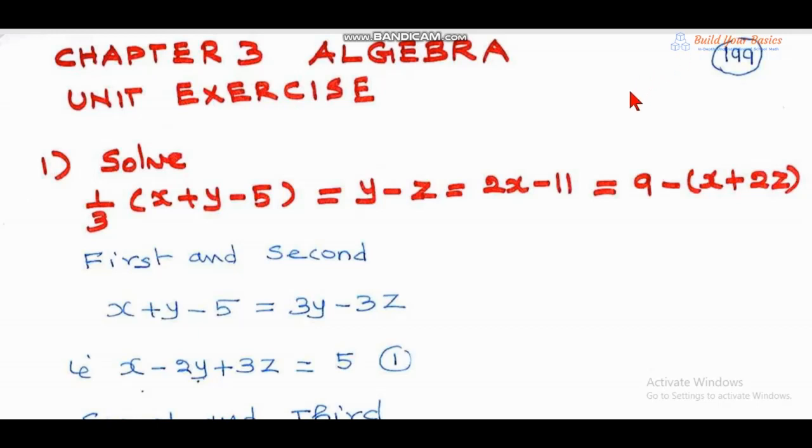Unit exercise 3. Question number 1. Solve (x + y − 5)/3 = y − z = 2x − 11 = 9 − (x + 2z).